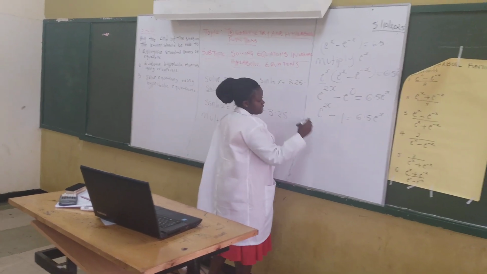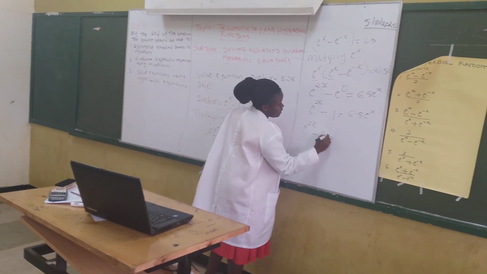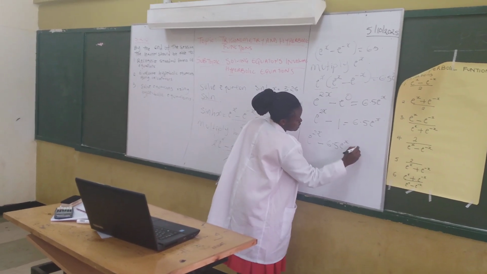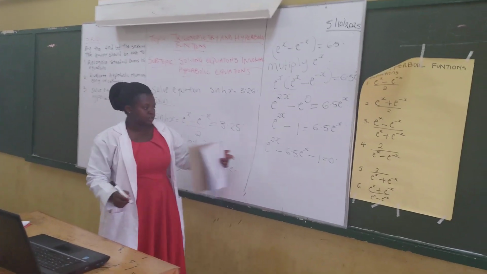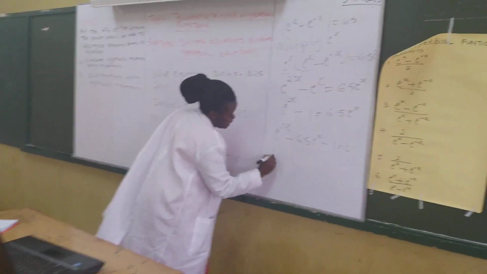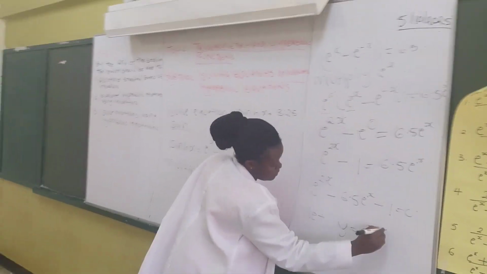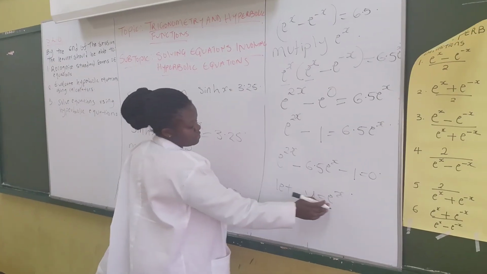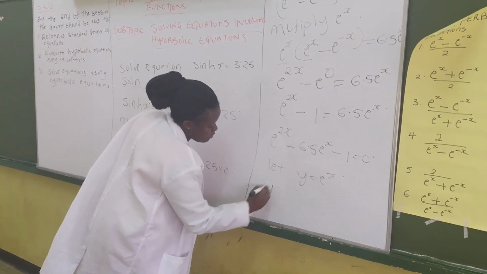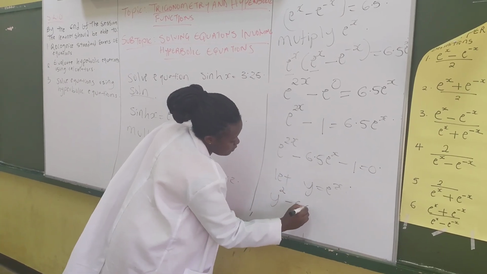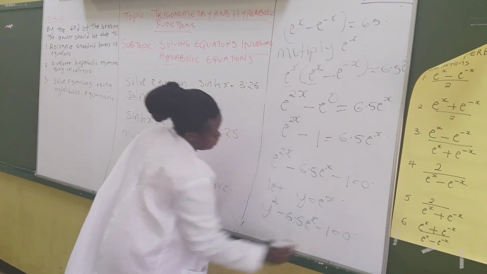Now we collect like terms. Exponential of 2x minus 6.5 exponential of x minus 1 is equal to 0. So this is a quadratic equation. Let y be equal to exponential of x. When we let y equal exponential of x and substitute in this equation, it becomes y squared minus 6.5y minus 1 is equal to 0.